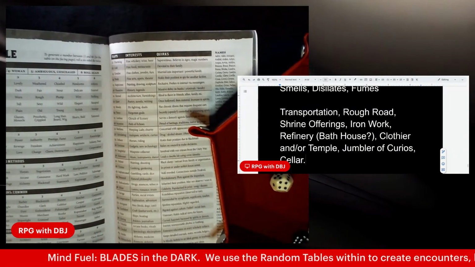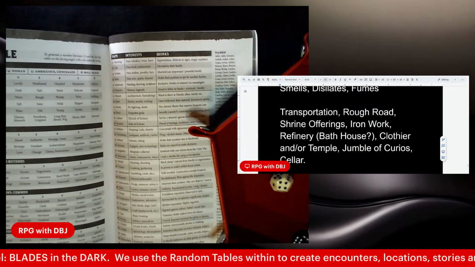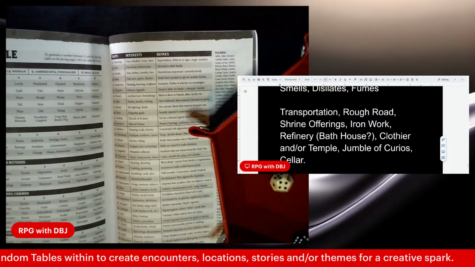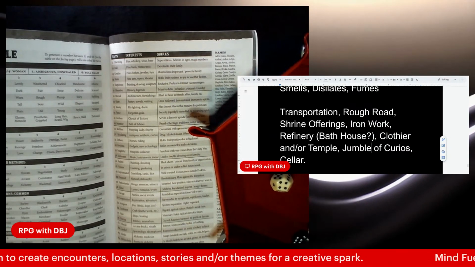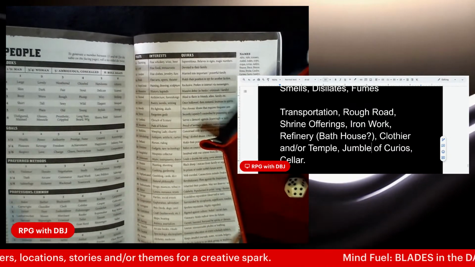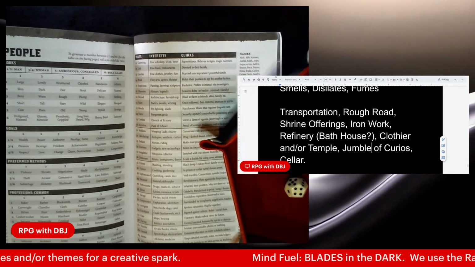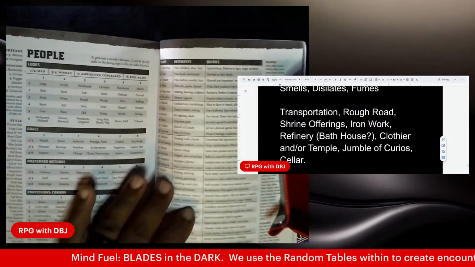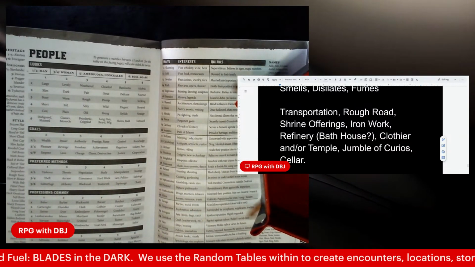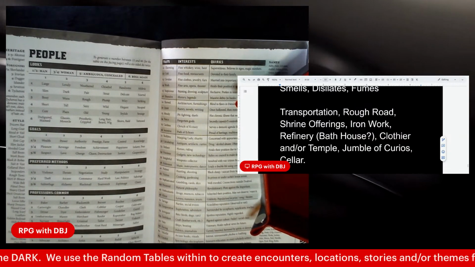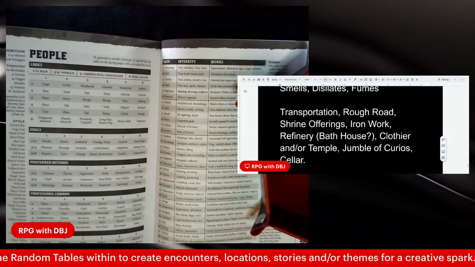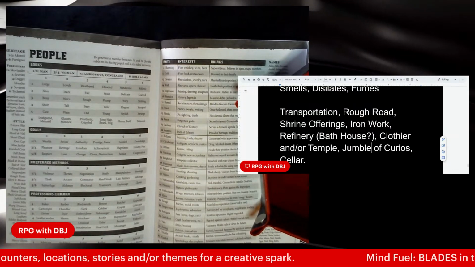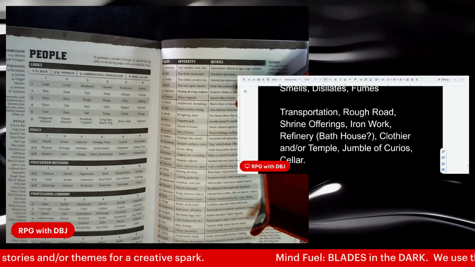Jumble of curios. A jumble of curios could be from things that the sailors, the crew, gathered on their long voyage and brought back with them, and they just, you know, dumped it out of their pockets. Maybe this is a place where pickpockets have come and they just dump it down into a pile, and they're literally maybe drinking their sorrows away, or they're going to come back for it. Maybe the PCs found this stuff.